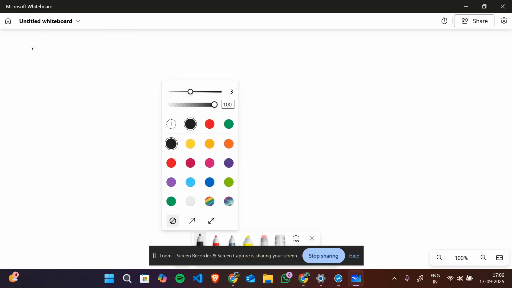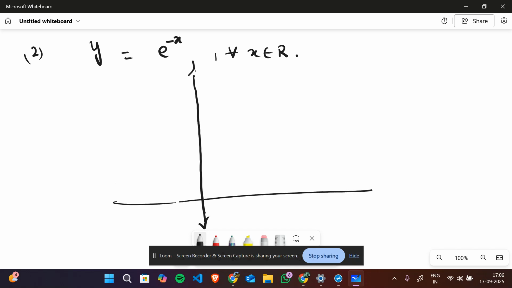So similarly, you have another example for a decreasing function. Suppose y equal to e to the power minus x, for all x belongs to R. So now let's draw the table of values of x and values of f of x. Here we have taken the curve e to the power minus x.